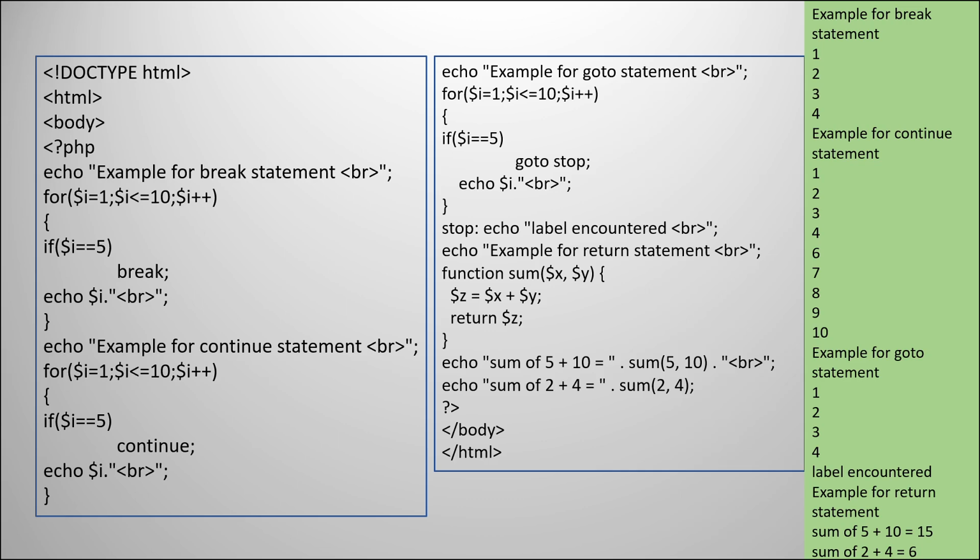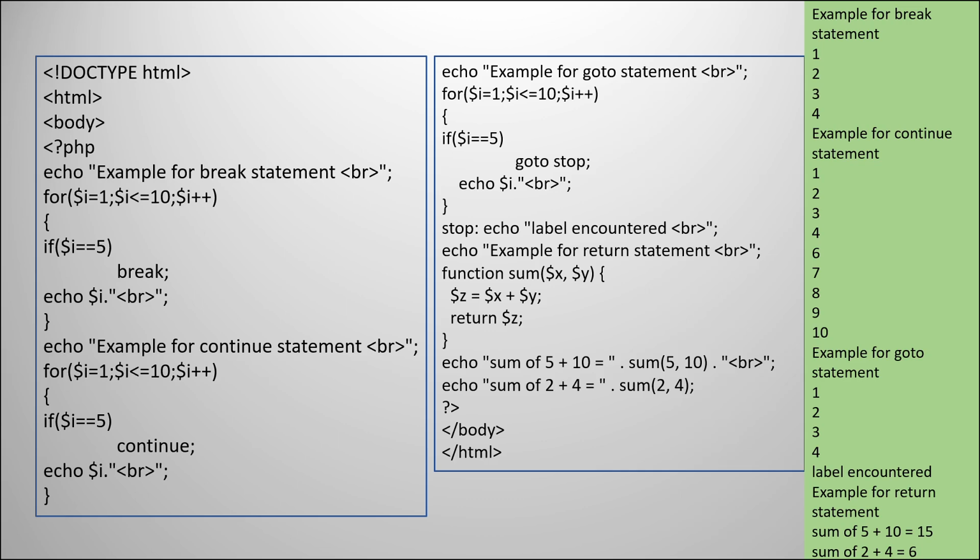Another one is go to. So for go to, you must have one label, label stop, with the statement. So when it encounters the value 5, it will come out from this loop, and control will be transferred to the label named stop. So automatically it prints the value label encountered.